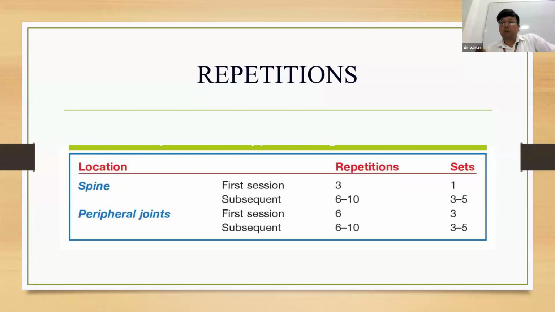And in case of a peripheral joint, in the subsequent sessions, we can give 6 to 10 repetitions for 3 to 5 sets. Again, we have to decide according to the present condition of the patient. If today I have to give the session, I have to assess the patient again, to see the status of the patient's symptoms. If the patient's symptoms are already relieved, there is no need to give a vigorous session. So I will reduce the repetitions as well as the number of sets.